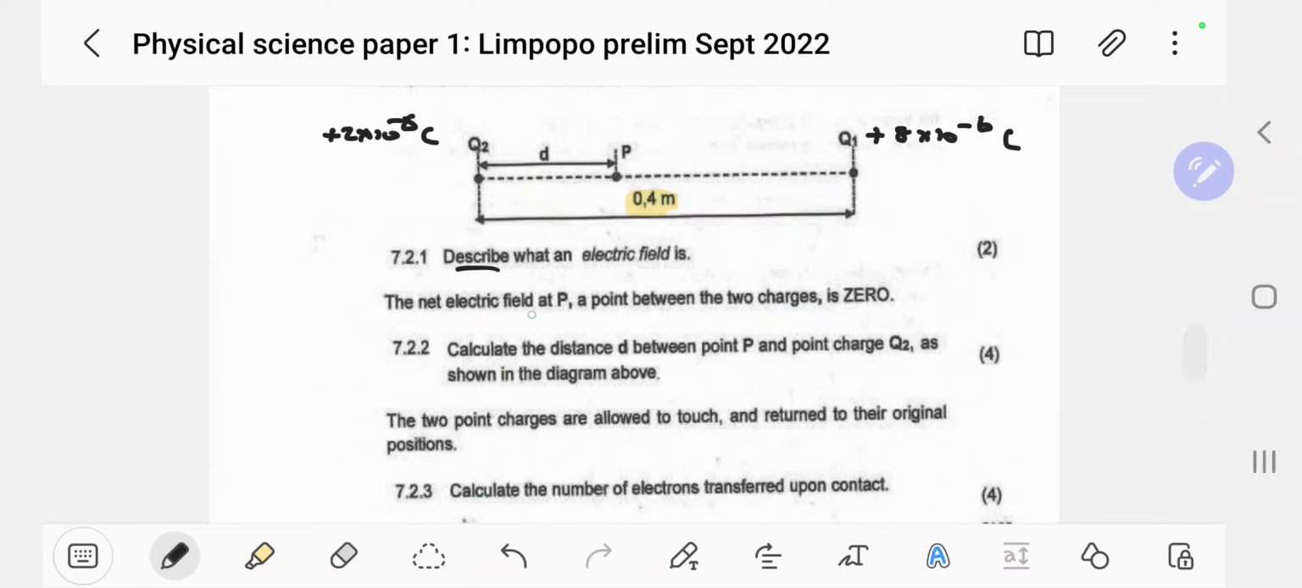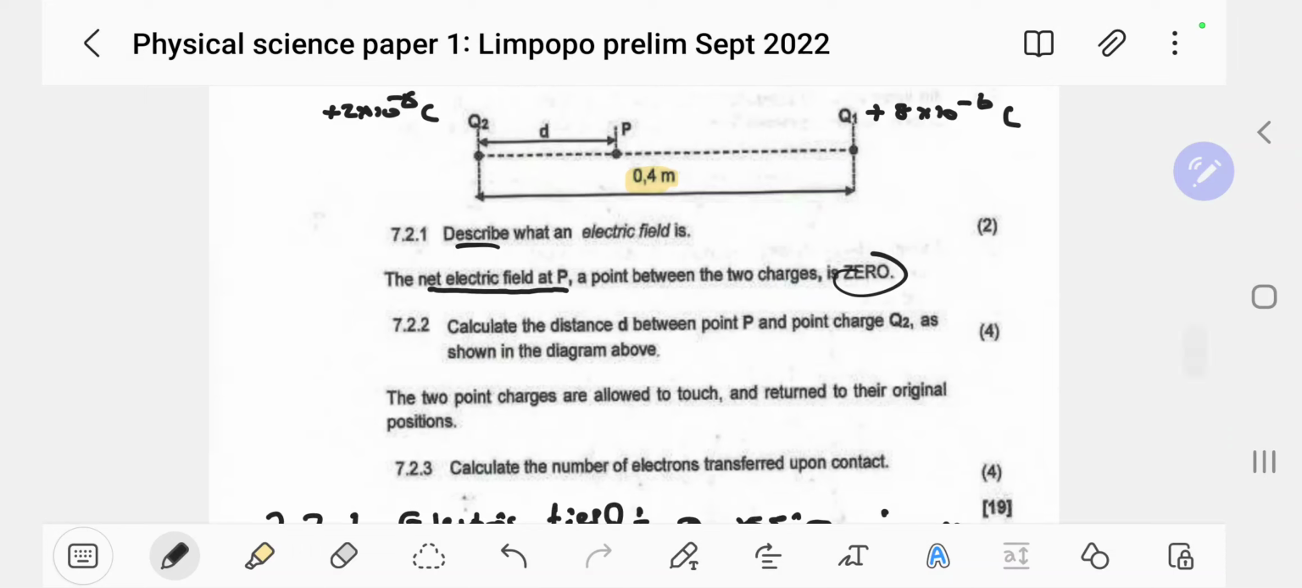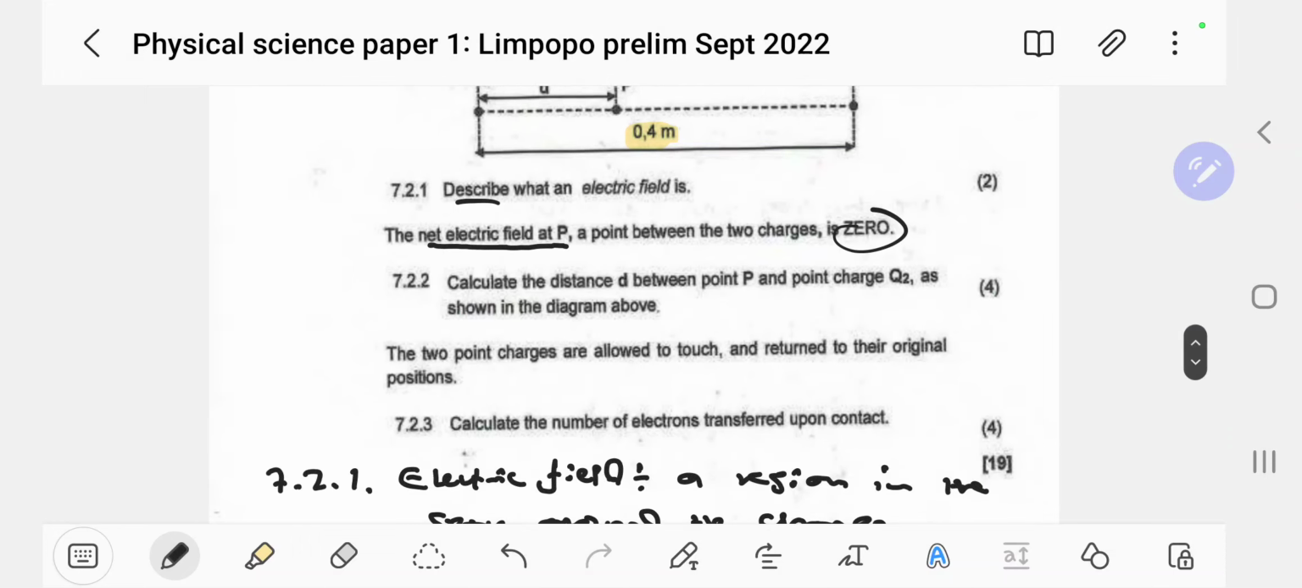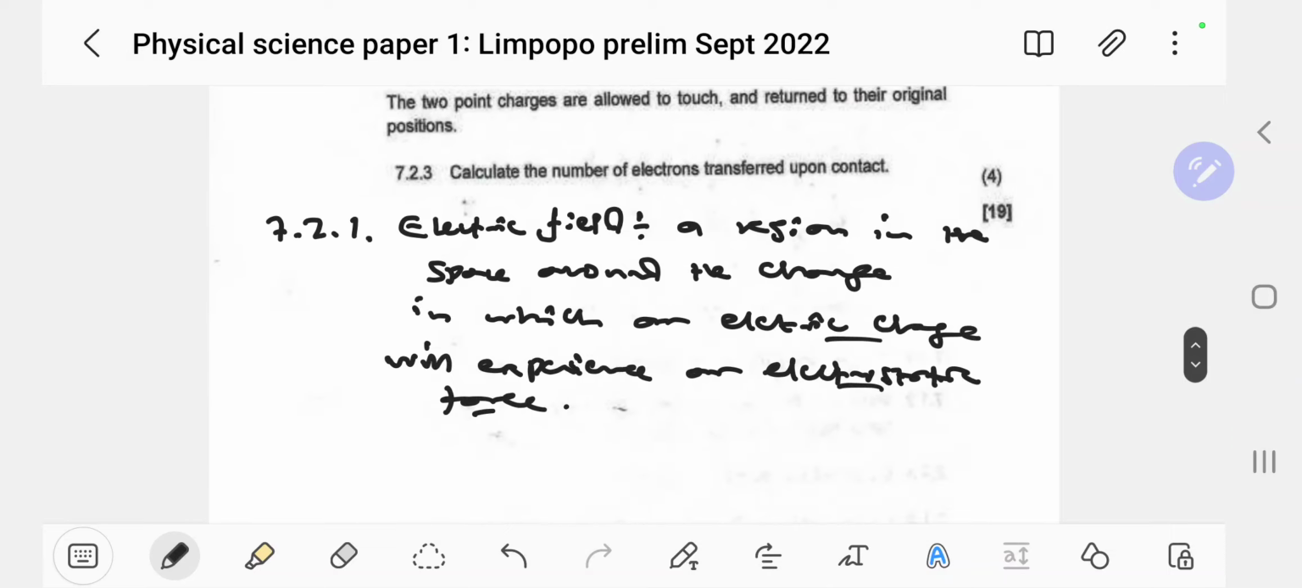We are told now the net electric field at point P is 0. Now calculate the distance d between point P and the point charge Q2, that d there as shown in the diagram. All right, so this is again a question that may be a bit hectic, but I'll try to simplify it. It's very nice.